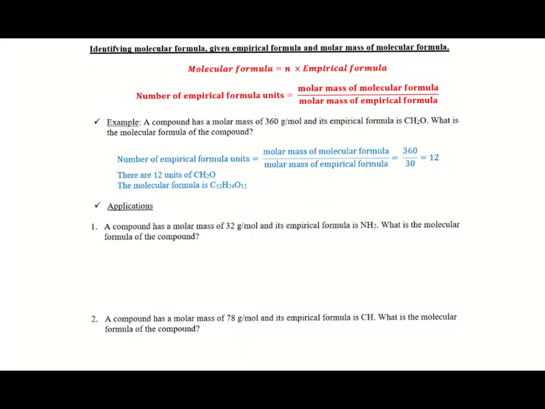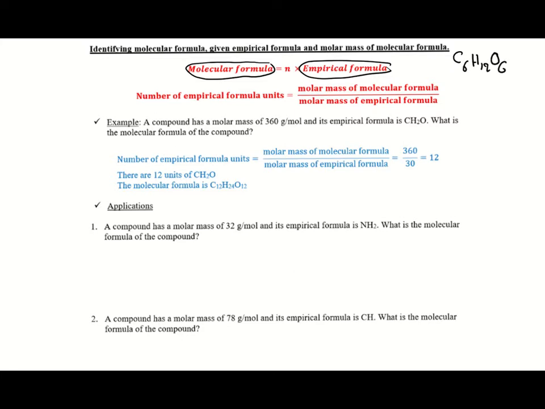Hello everyone. In this tutorial, you are going to learn some formulas in moles. Today, you will learn about the difference between molecular formula and empirical formula. Molecular formula is the whole formula of the compound, which shows the whole number ratio of the atoms in the formula.